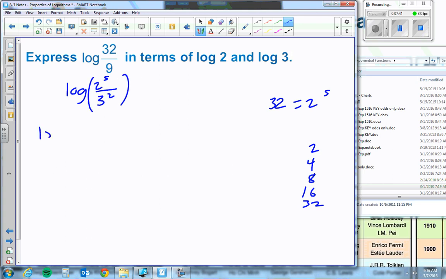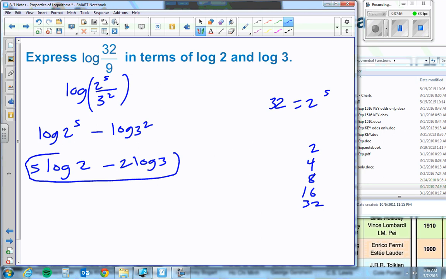And I'll go ahead and take it slow. You get log of that power form minus log of the other power form. And if you want to skip and just go ahead and write the exponents out in front, all in one fell swoop, I'm okay with that. But that's what we're after.